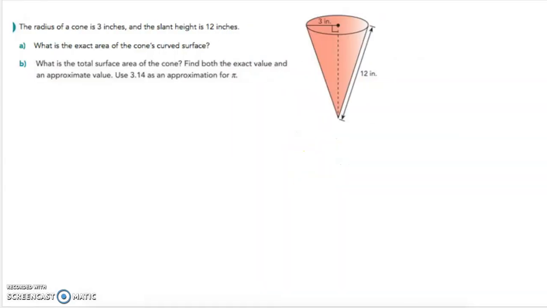Next one. The radius of the cone is 3 inches and the slant height is 12 inches. What is the exact area of the cone's curved surface? Now remember the formula I showed you in the beginning.